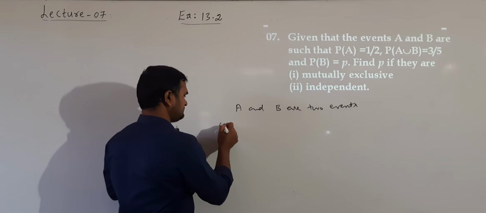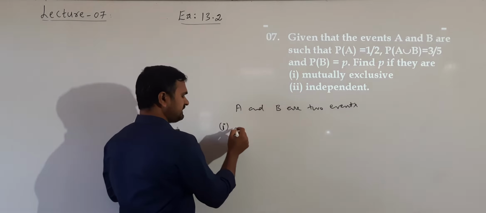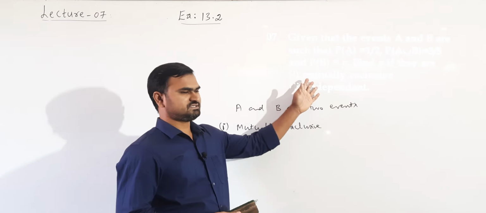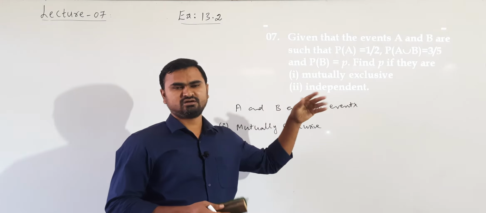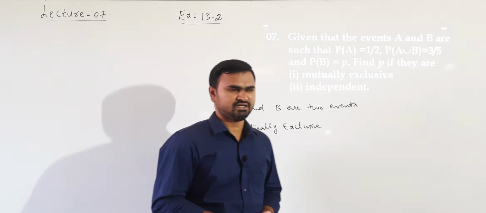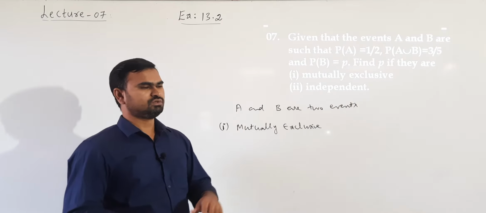First case, if A and B are mutually exclusive. Mutually exclusive events and independent events are not the same. You may think that mutually exclusive and independent are the same, but actually they are not. Let us see the difference between these two.